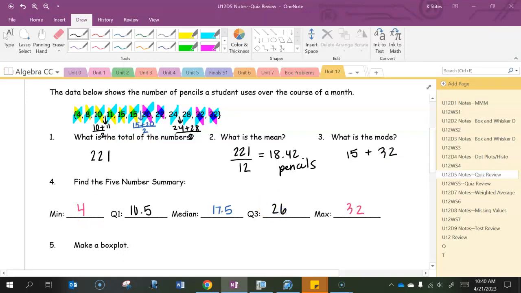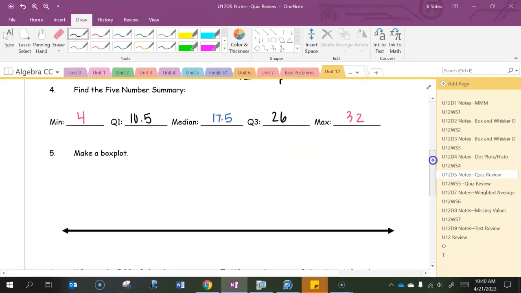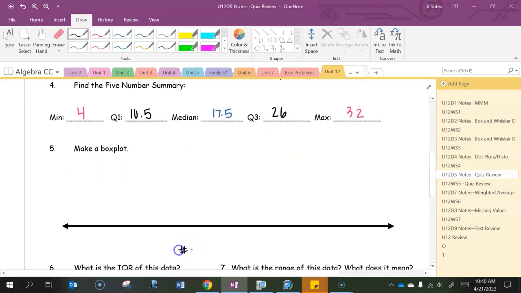So now we're going to go ahead and make a box plot. Make sure that you have a label and a title, because this does give you context. So this is the number of pencils, and I'm just going to jump by 5s. And you need a title as well. So I'm just going to say pencil usage.